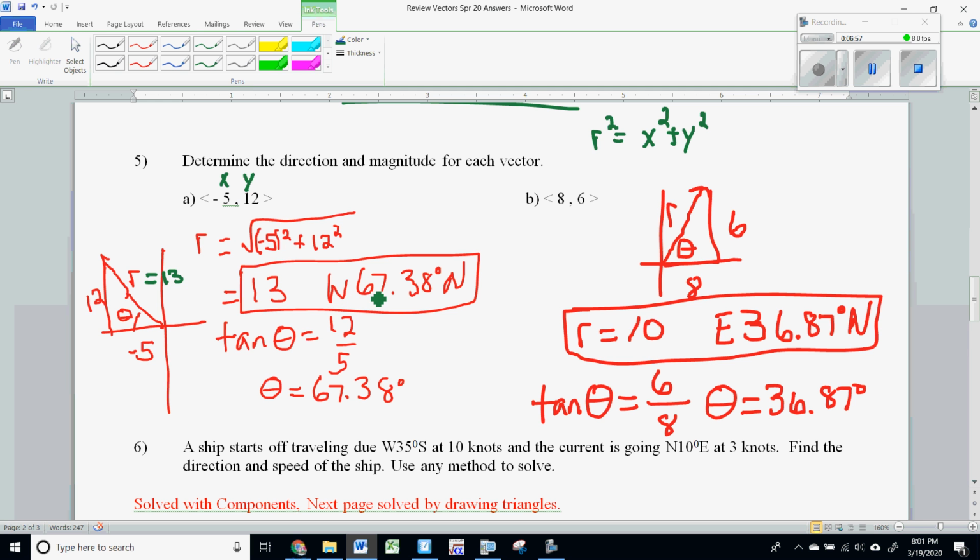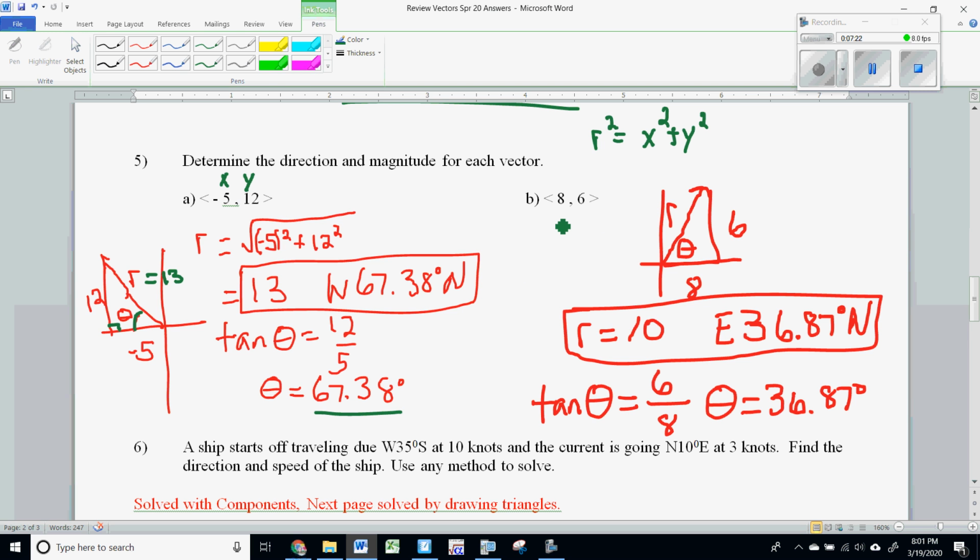Now, to find our angle, I like to do this with SOHCAHTOA. This is a right triangle. You could use law of sines or something. I like to just say inverse tangent of 12 over 5. I ignore the pluses and minuses. And I say, okay, here is my angle of the right triangle, which I know is this angle from west. So I have west 67 degrees to the north.